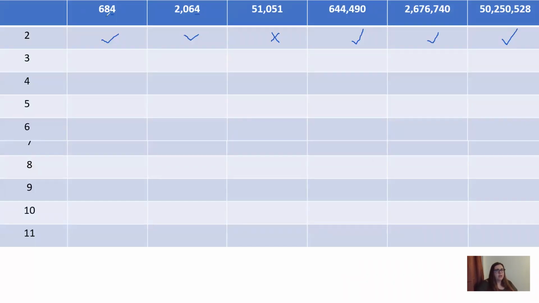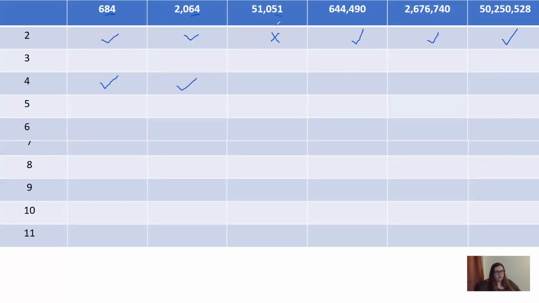Now 4. If the last 2 digits are divisible by 4, then the whole number is divisible by 4. So 84 divided by 4 is 21 even. So yes, 684 is divisible by 4. 64 divided by 4 is 16. So yes.